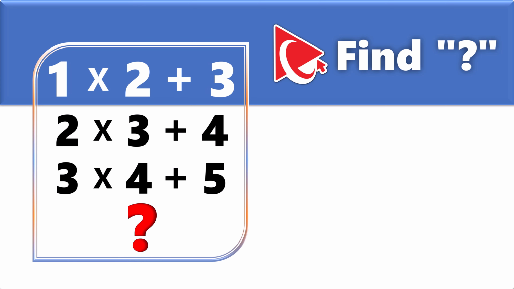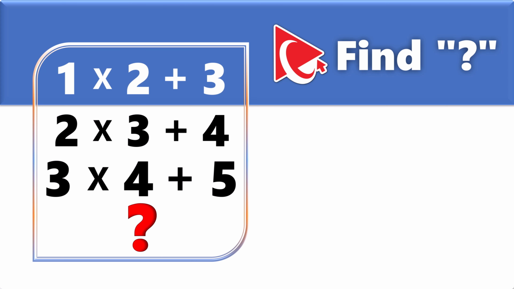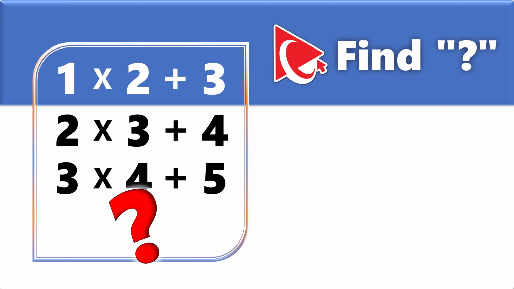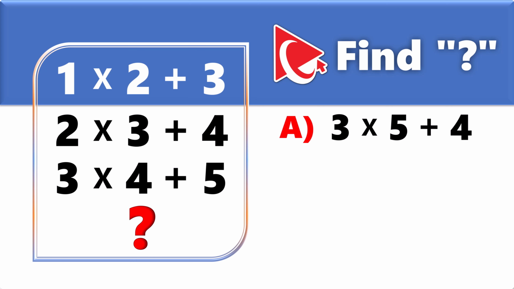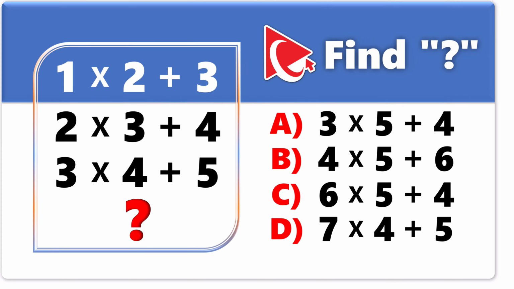The first expression is 1 by 2 plus 3. The second expression is 2 by 3 plus 4. The third expression is 3 by 4 plus 5. The fourth expression would need to be selected and rationalized out of 4 possible choices. Choice A, 3 by 5 plus 4. Choice B, 4 by 5 plus 6. Choice C, 6 by 5 plus 4. And last but not least, choice D, 7 by 4 plus 5. Take a close look to see if you can come up with the answer.